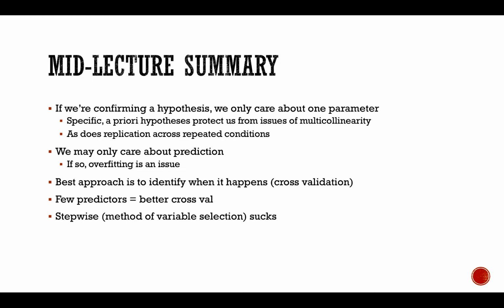Also, again, back to the mid-lecture summary, we may only care about prediction. If so, overfitting is an issue, and we have to deal with that. The best approach to identify when it happens is cross-validation, and the best strategy to combat overfitting is to identify as few predictors as possible. And the final mid-lecture summary is stepwise sucks. Oh yeah, if you take home nothing else, that's a good one right there.